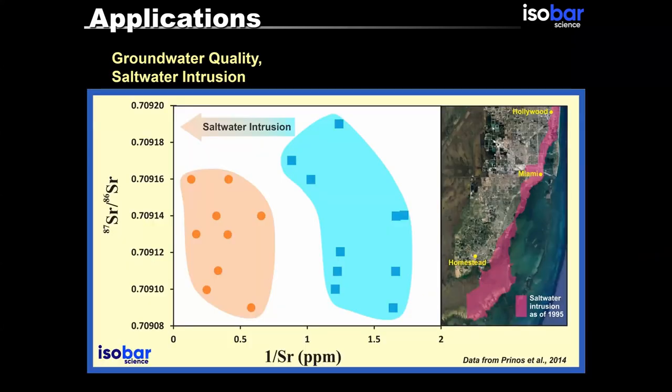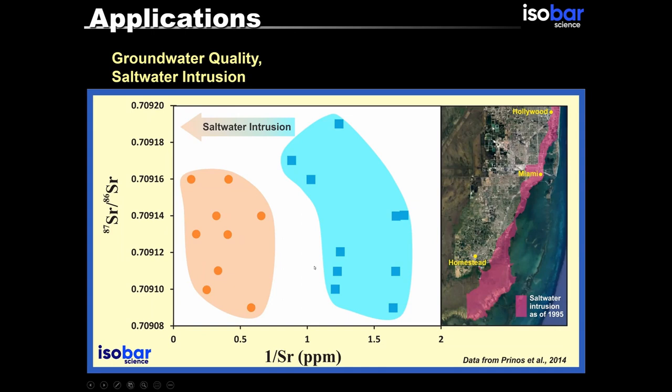The strontium isotopic ratios, along with the concentration, which can be translated to the salinity, can also provide information about the saltwater intrusion. Here is an example in South Florida. You can see Miami, Hollywood, and Homestead. And the red zone shows the saltwater intrusion in the coastal region of South Florida since 1995.